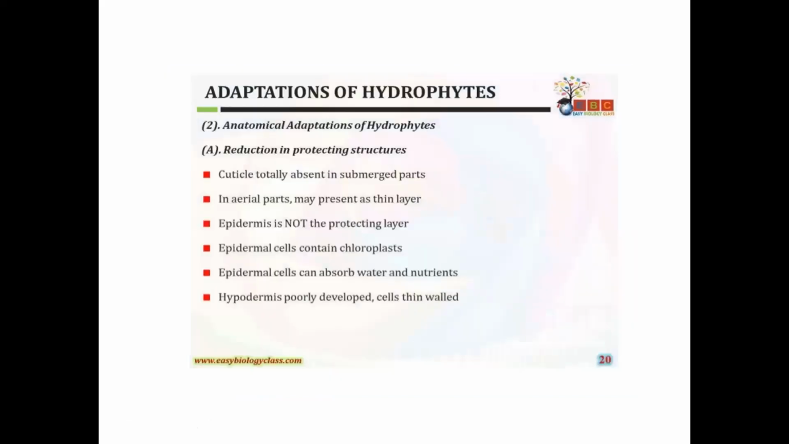So the first one is the reduction in the protecting structures, that is the cuticle. Generally the epidermis is covered with a thick cuticle, and this cuticle mainly helps in protection. But the cuticle is totally absent in submerged parts, and in aerial parts it may be present only as a thin layer.